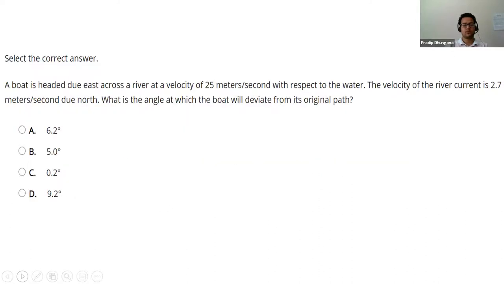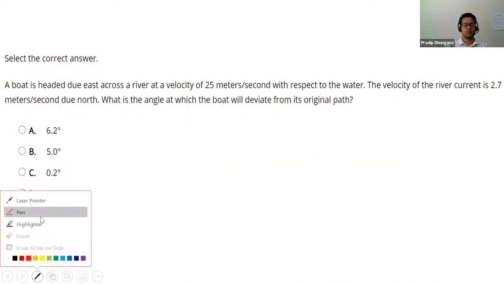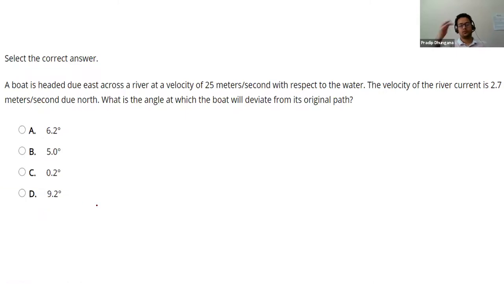Okay, now let's work on the problem then. Let me make a diagram. A boat is headed due east across a river at a velocity of 25 meters per second with respect to water. The boat is moving east. Velocity of the boat with respect to water is 25 meters per second. Velocity of the river current is 2.7 meters per second due north.